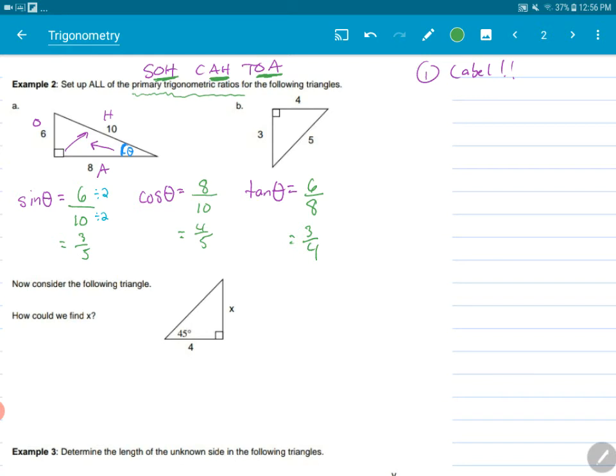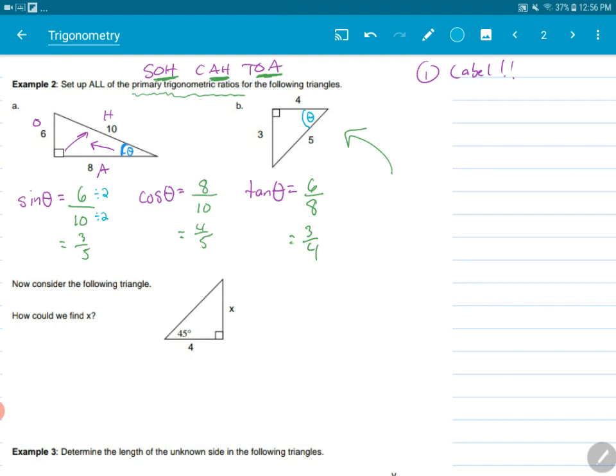So now I want you to do that again in part B. I'll even tell you, you can pick, let's do the angle up here. Make that theta, label your opposite, adjacent, and hypotenuse, and show me what your ratios are, and you can come back and check your answer.